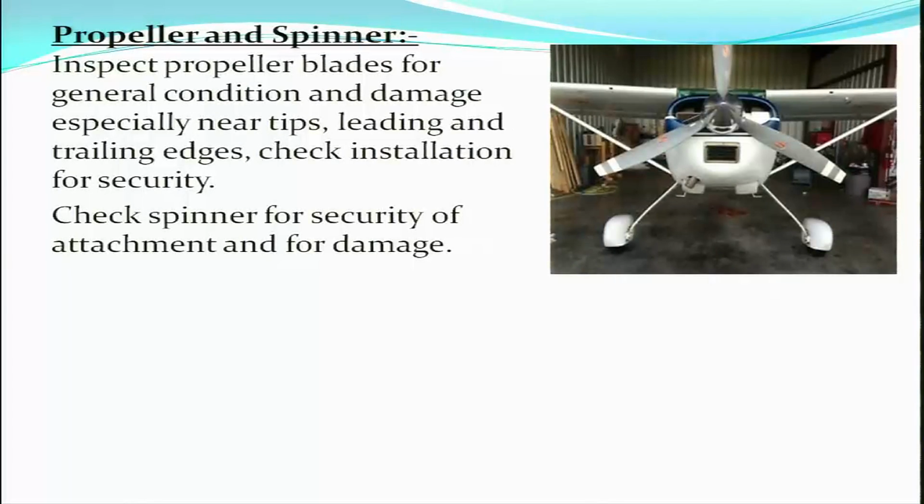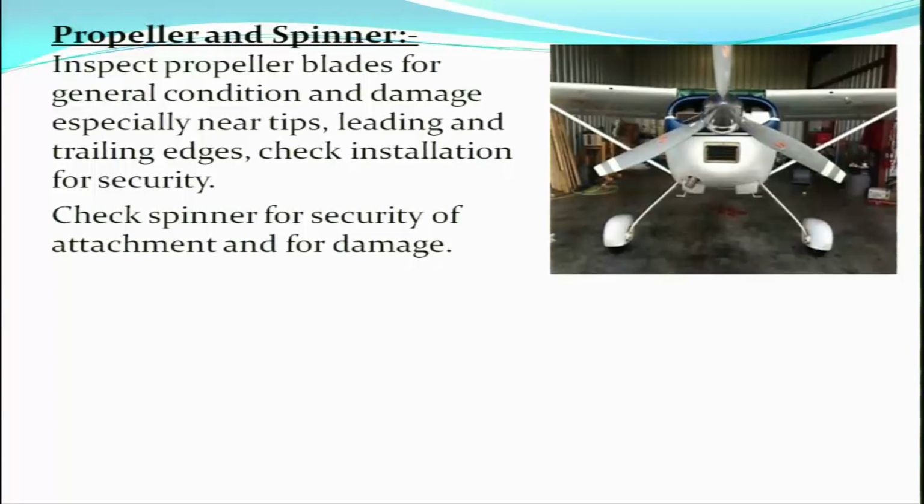Then the propeller and the spinner. Inspect the propeller blades for general condition and damage, especially near the tips, leading and trailing edges. Check installation for security. Now, in the propeller and the spinner, we need to check the blades for general condition, any damage on the blades. Major thrust of inspection should be near the tips of the propeller blades, the trailing edges of the blades.